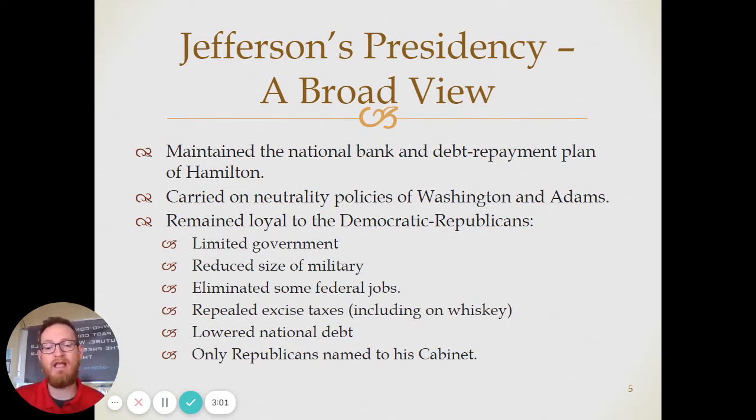And of course, he would only name Republicans to his cabinet. And again, that's a hallmark of presidents to this day, that generally you're only going to pick people for your cabinet that have a similar ideological view to you. And that's what Jefferson did.